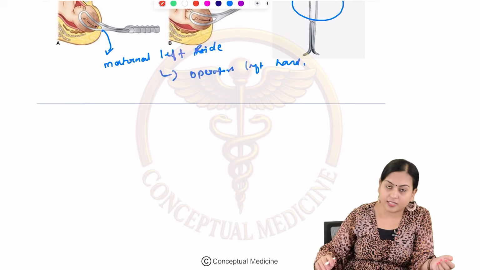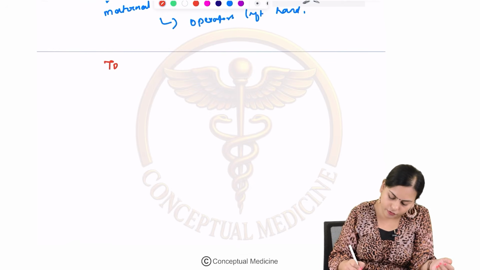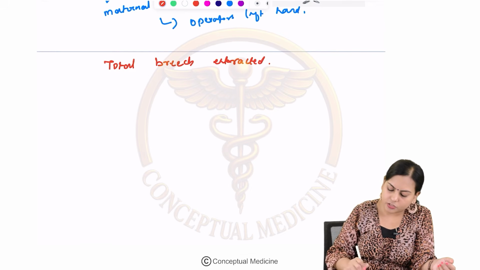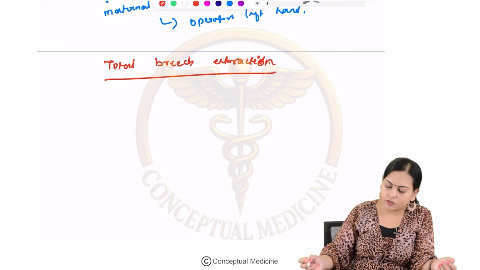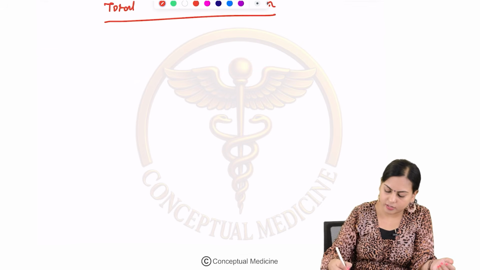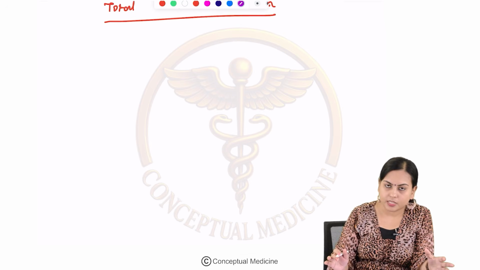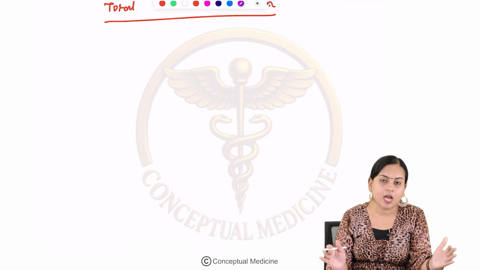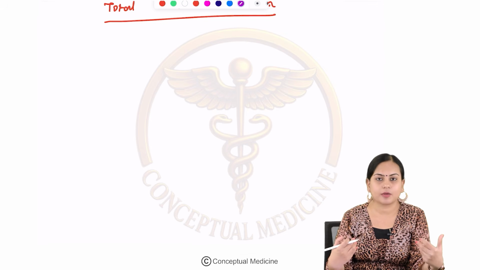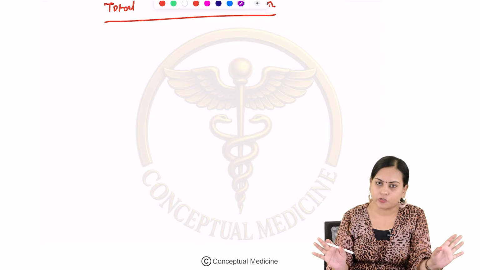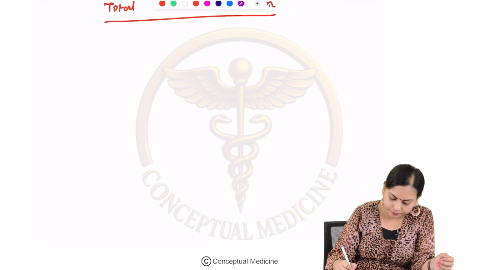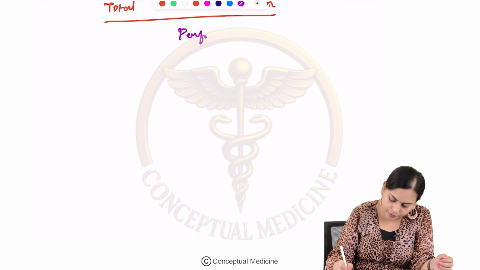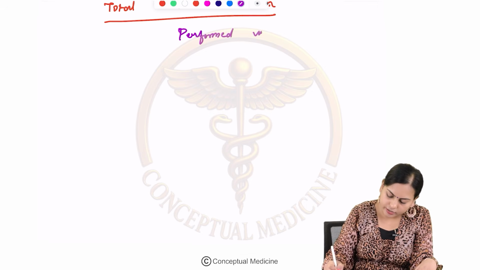Other than this, we can even go for a total breech extraction. So far we have seen assisted breech delivery, then we can even go for total breech extraction. Total breech extraction means we are not allowing any of the spontaneous movements to happen naturally and we are going to extract the baby as it is from the uterus. Clear? And mostly this is performed under general anesthesia.